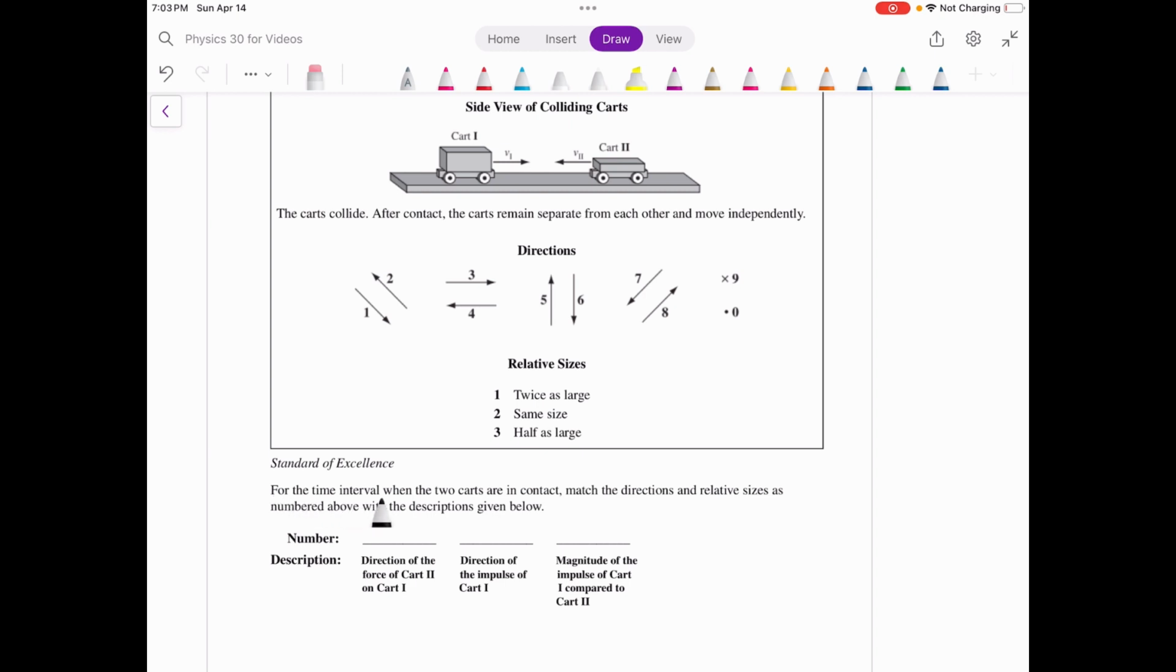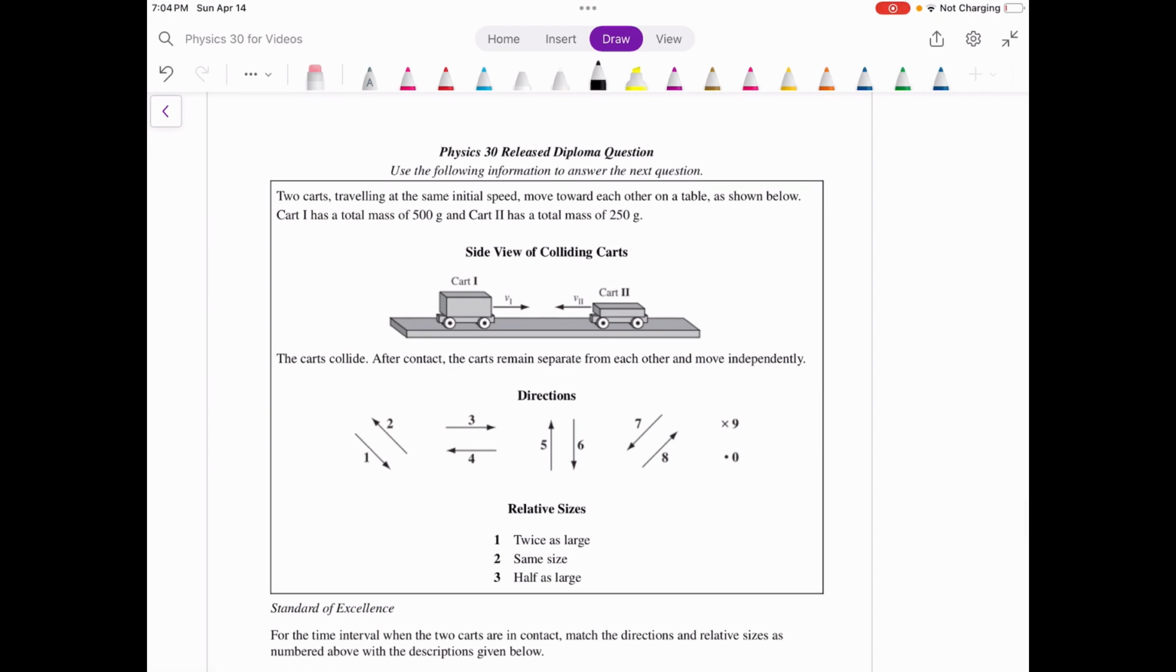So it says, for the time interval when the two carts are in contact, match the directions and relative sizes as numbered above with the descriptions given below. So direction of the force of cart 2 on cart 1, direction of the impulse of cart 1, magnitude of the impulse of cart 1 compared to cart 2. For these direction ones, we're going to be talking about which direction the force and the impulse on cart 1 is. And for this one here, we're going to use, is it twice as large, same size, or half as large for how the magnitude of the impulse of cart 1 compares to the impulse of cart 2. Okay, so now we know what we're kind of thinking about.